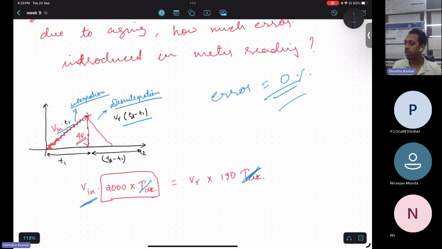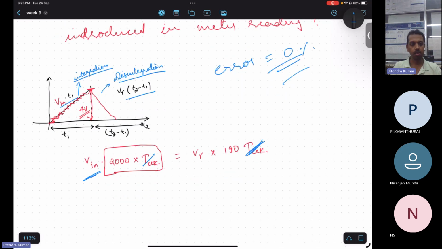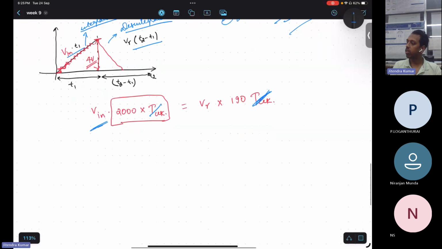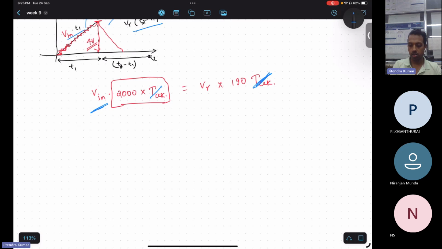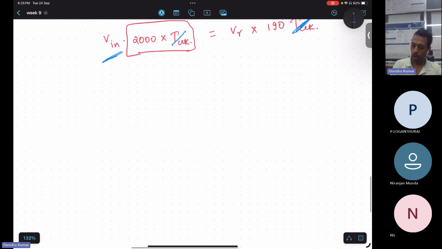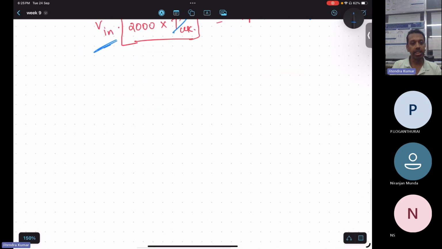I hope you got the idea of dual slope ADC. Any doubt in this part, in dual slope ADC? Yes, it is 0%. So let us see the next problem, which is on the linear ramp type ADC.